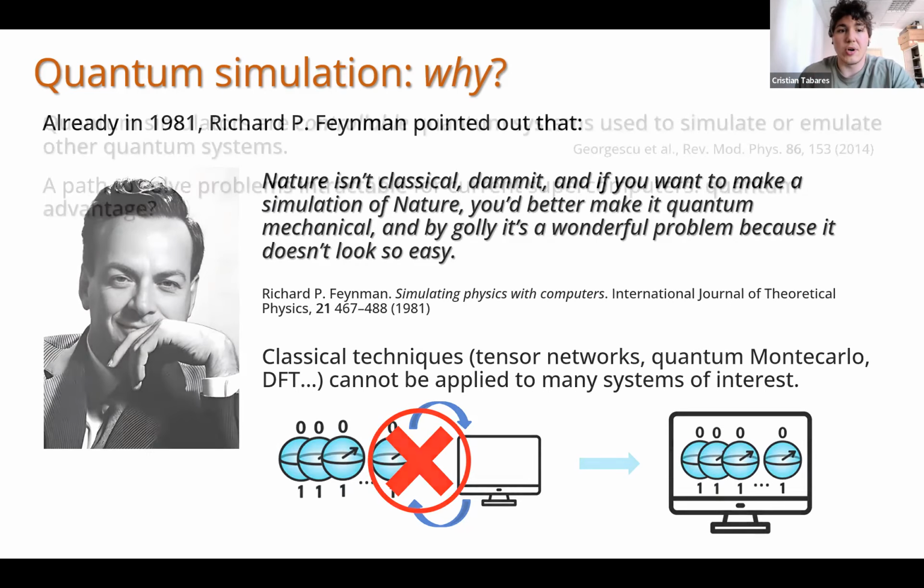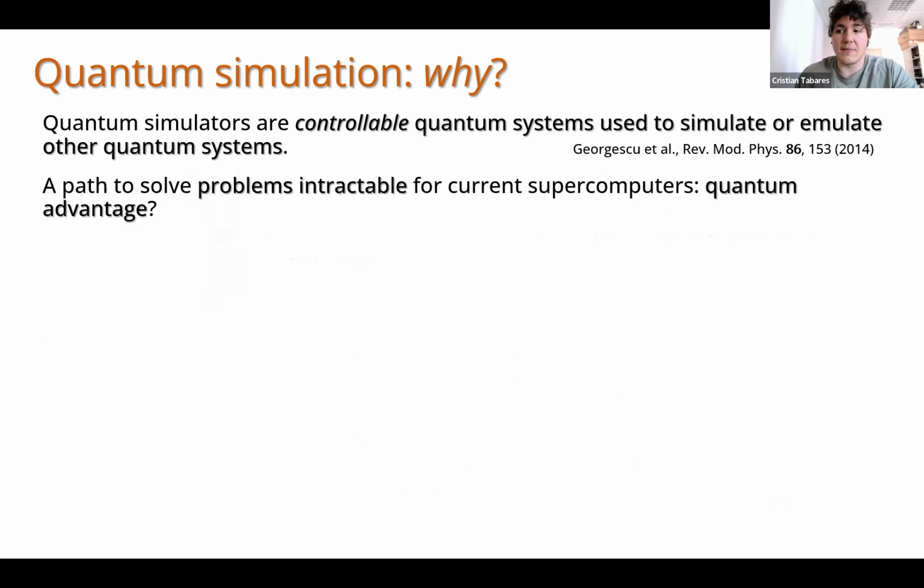So the definition could say that quantum simulators are controllable quantum systems that we use to simulate or emulate other quantum systems. Here, controllable means that we can control its properties. That means that we can generate desired and specific evolutions that are not random.